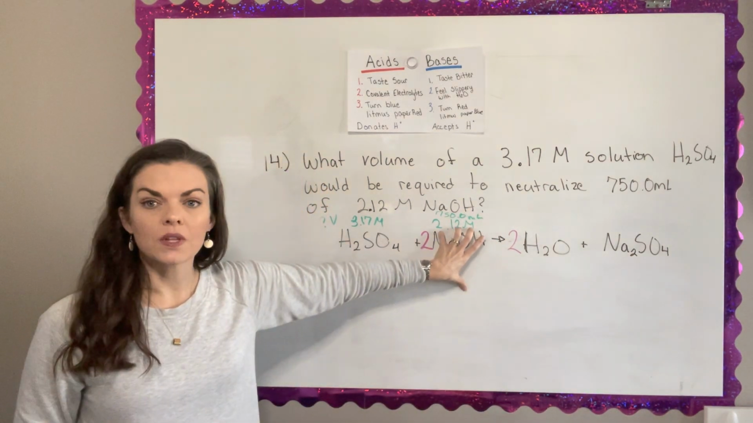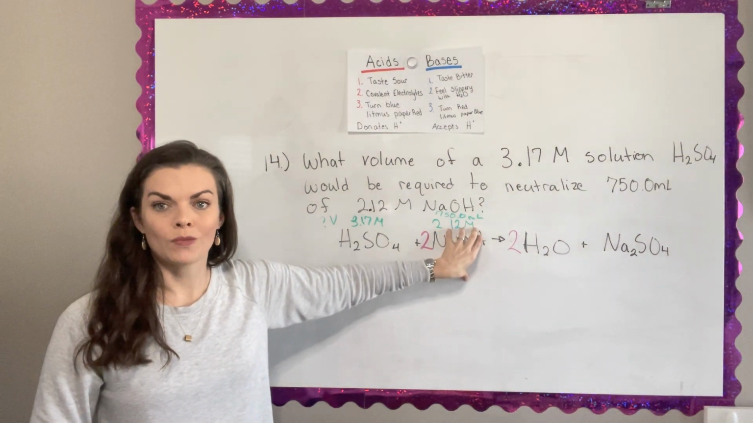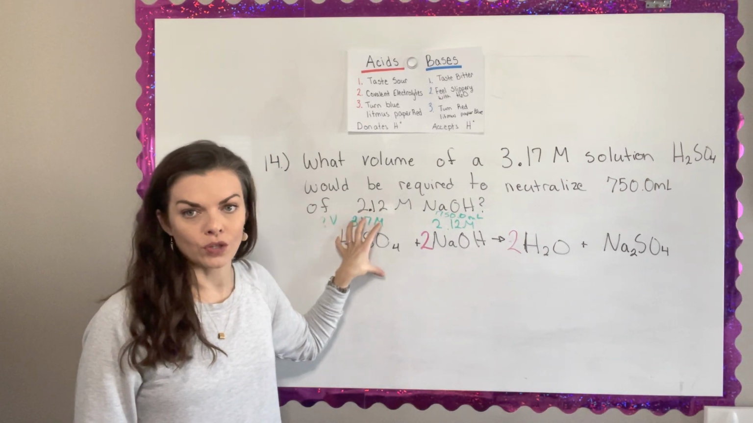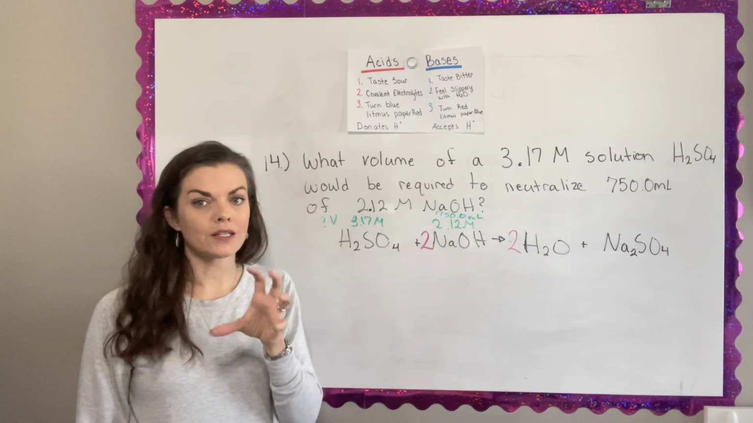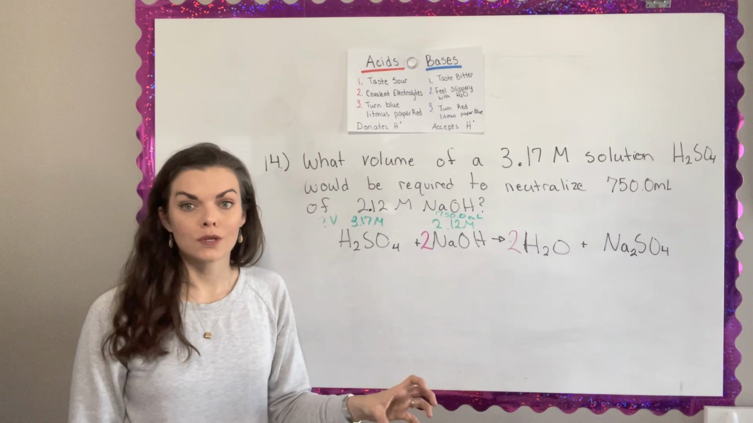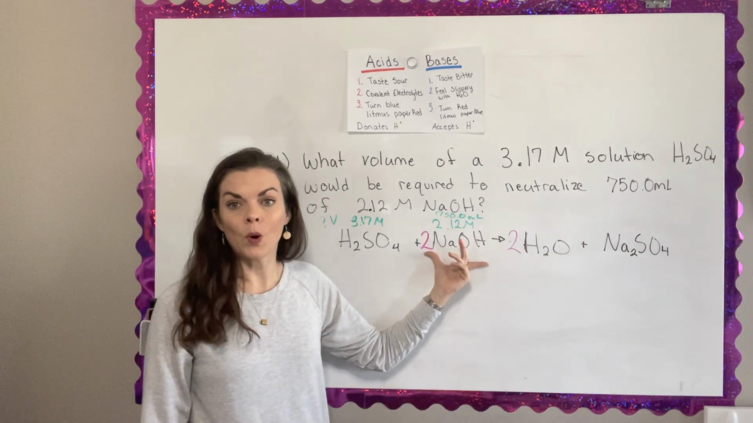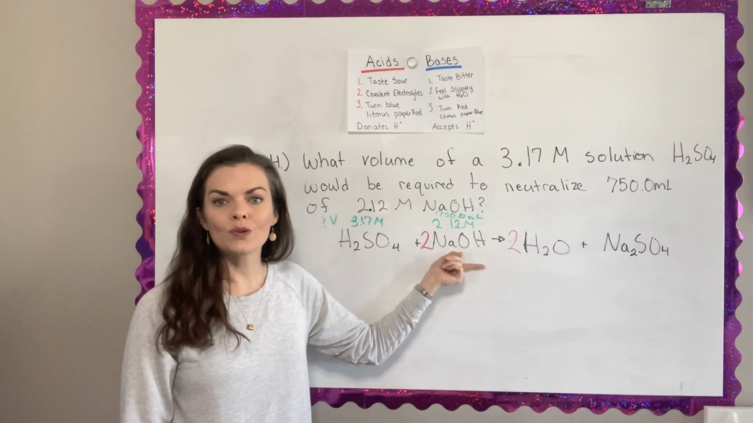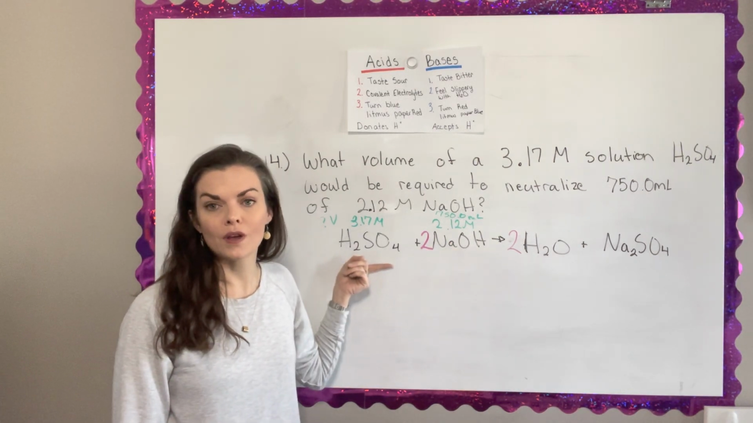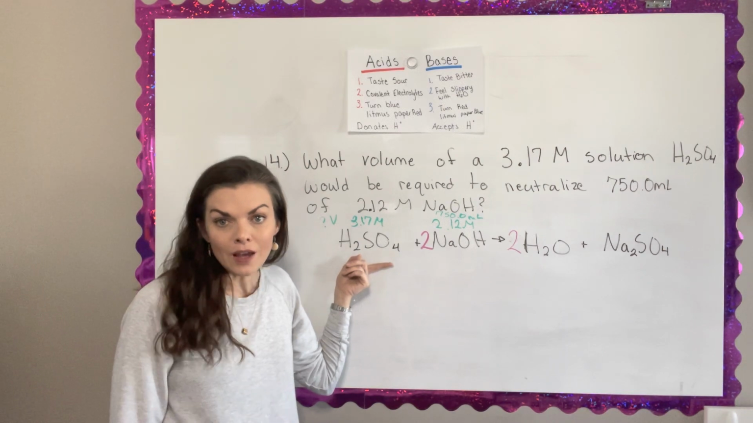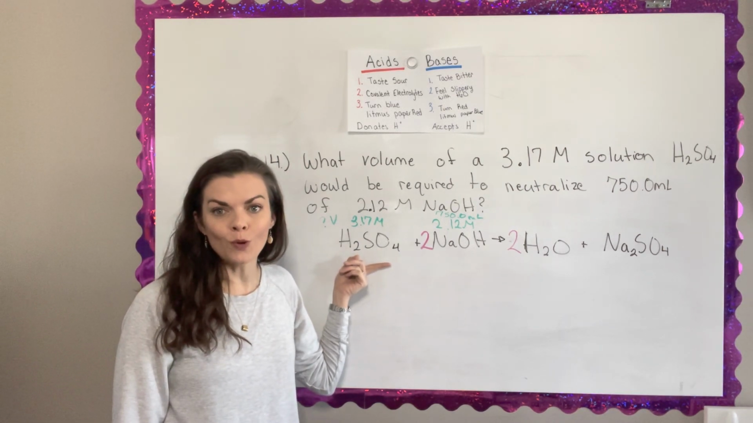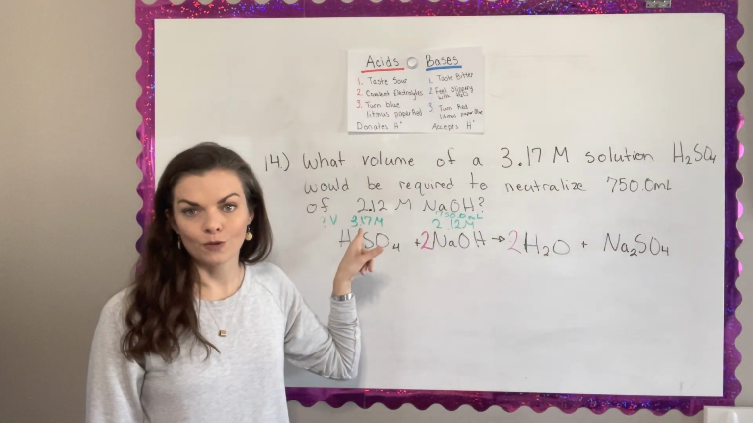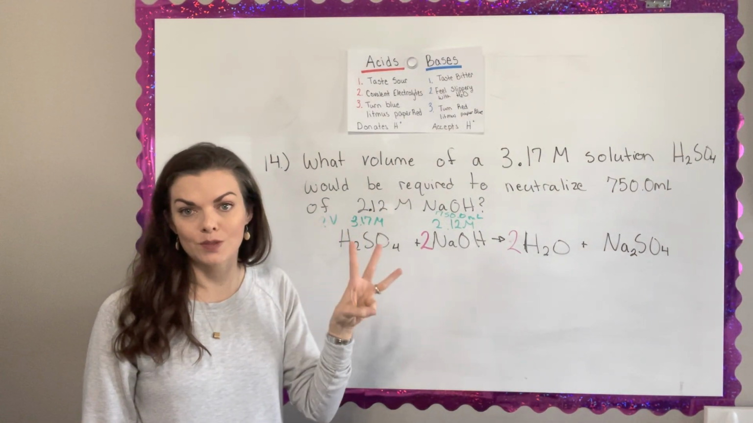So I have a molarity here and a volume, and I have a molarity here, but I'm trying to find a volume. So the first step that I tell you guys all the time is go to moles. So what you're gonna do is calculate moles of NaOH. From moles of NaOH, you can then calculate moles of H2SO4. From moles of H2SO4, you can then calculate the volume of H2SO4. So this is 3 steps to this problem.